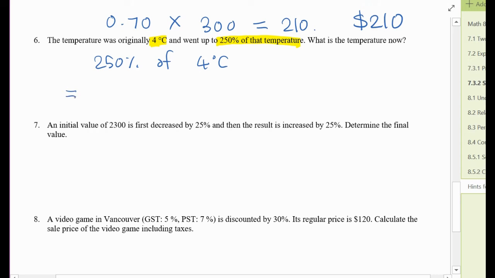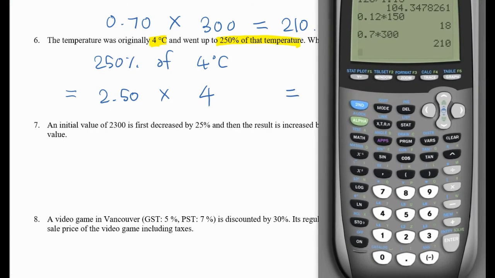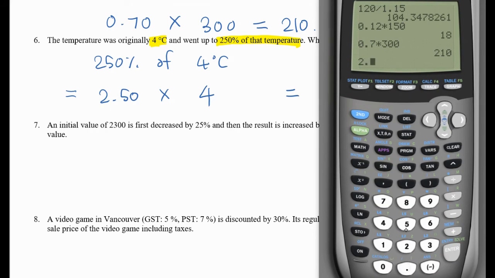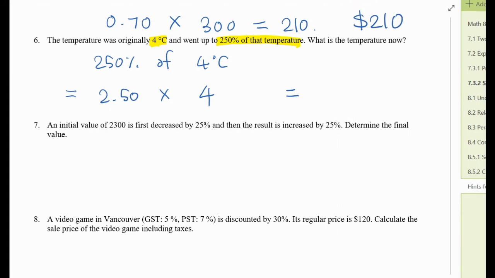And let's change this to a mathematical sentence. 250%, that is 2.50, of is timesing 4. Calculate it using your calculator. 2.5 times 4, 10. So the answer is 10 Celsius degrees.